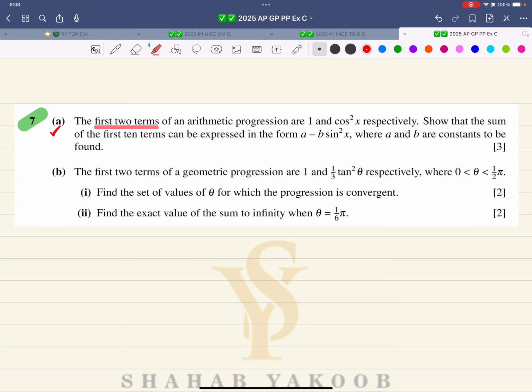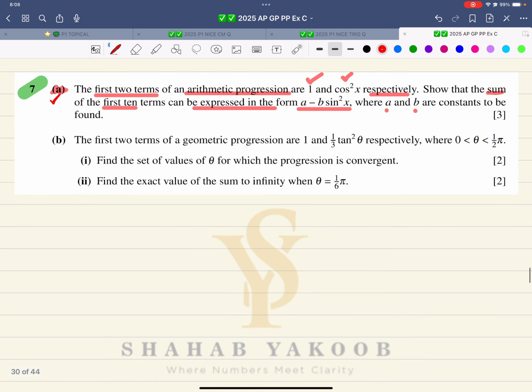The first two terms of an arithmetic progression are 1 and cos square x respectively. Show that the sum of the first 10 terms can be expressed in this form, a minus b sine square x, where a and b are constants to be found. So let's just focus on the first part.